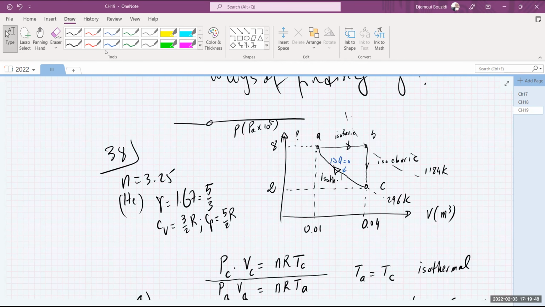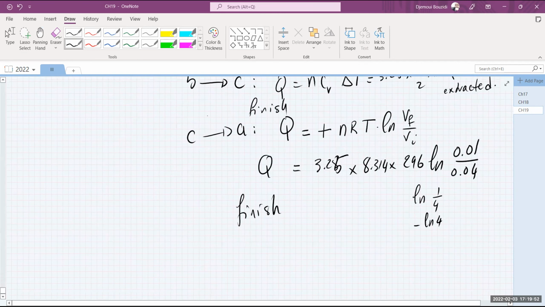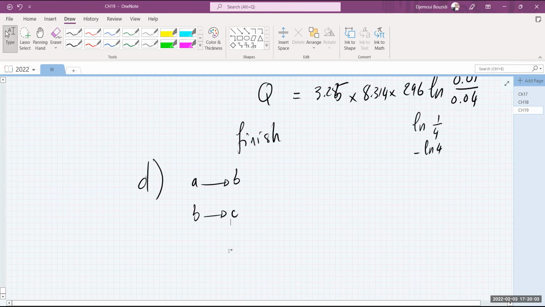So when you're asked questions like this, you always have freebies. You always have free things that you can guess right away. You don't even have to do anything. Since they said to do A to B, B to C, and C to A, I'm going to say this is equal to 0. Why? Because it's an isothermal process. The temperature didn't change, so delta U did not change.